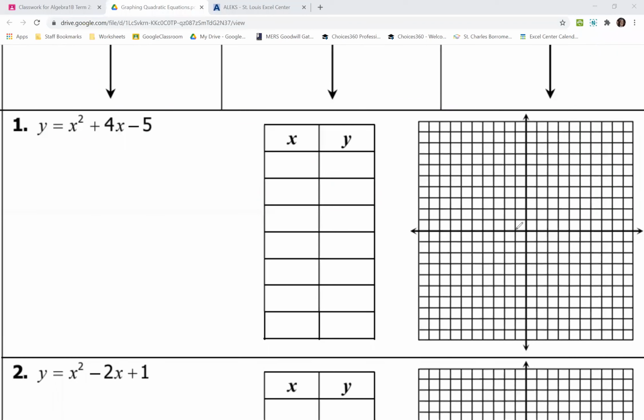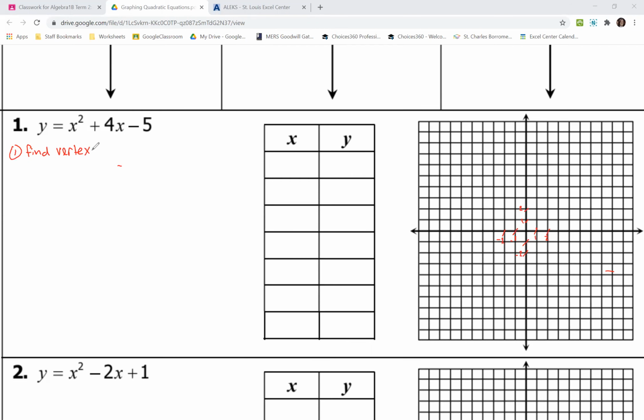I hate that they don't label these axes, so I'm going to give them a couple of labels: negative 1, negative 2, 1, 2, 1, 2, negative 1, negative 2. Just labeling those a little bit. Okay, so let's find the vertex first. So step 1, find the vertex.